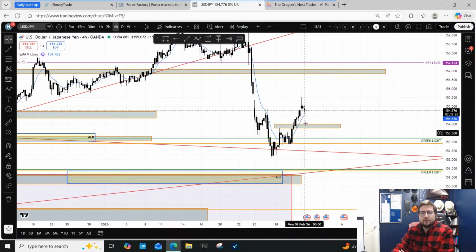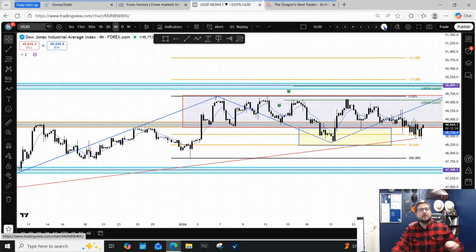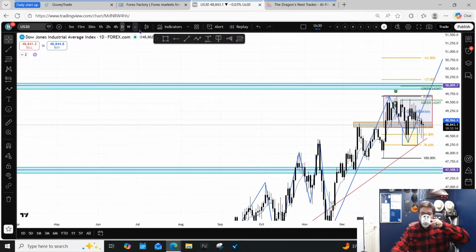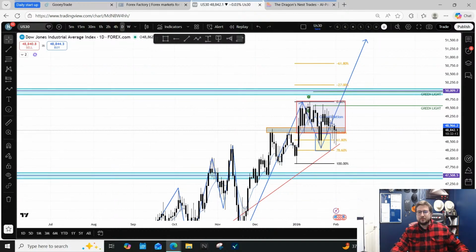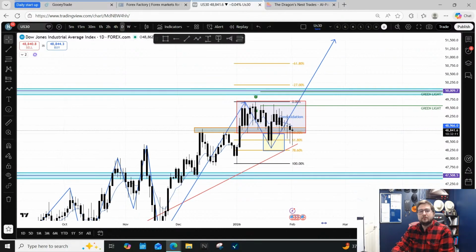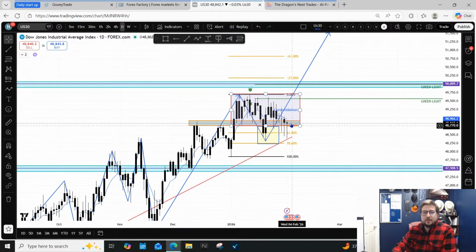Because then that means that this trade is currently not working for me currently. So that is what that would be indicating to me. US 30 just is chopping right now. It doesn't know if it wants to go down or up.